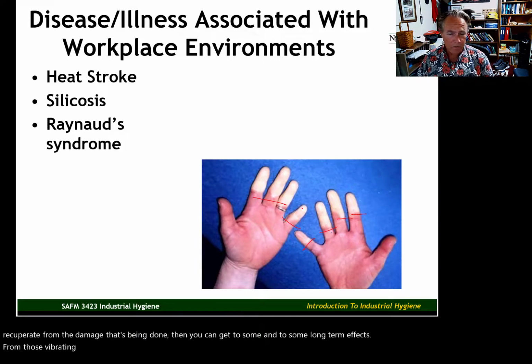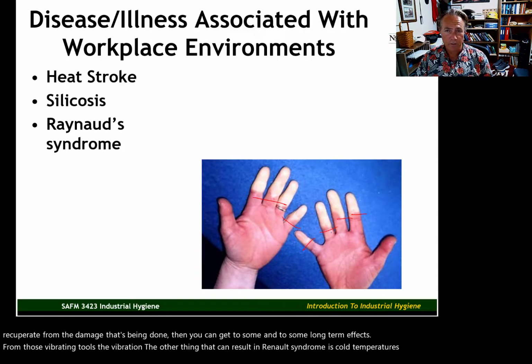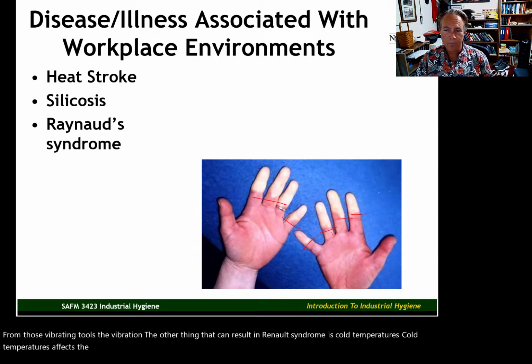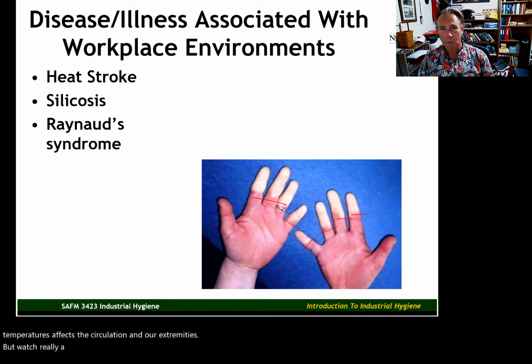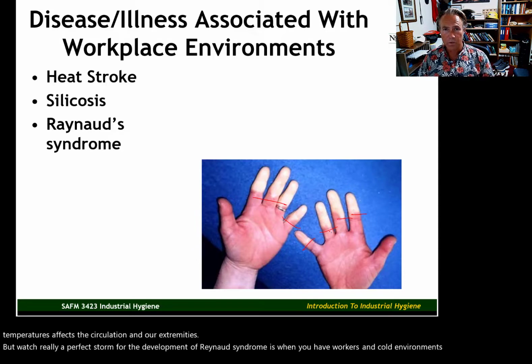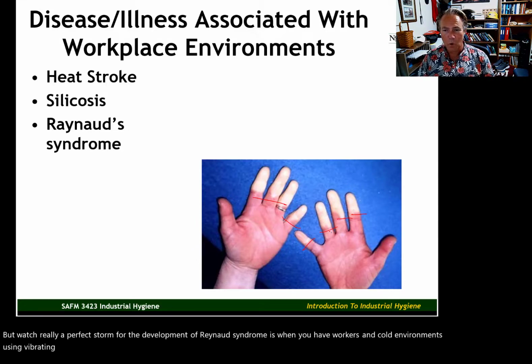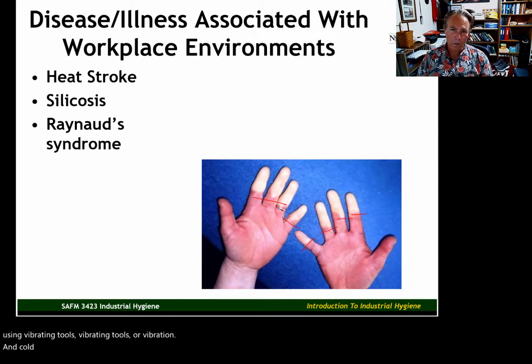The other thing that can result in Raynaud's syndrome is cold temperatures. Cold temperatures affect the circulation in our extremities. But what's really a perfect storm for the development of Raynaud's syndrome is when you have workers in cold environments using vibrating tools. Vibration and cold temperatures together, Raynaud's syndrome is most likely to occur in that type of environment.